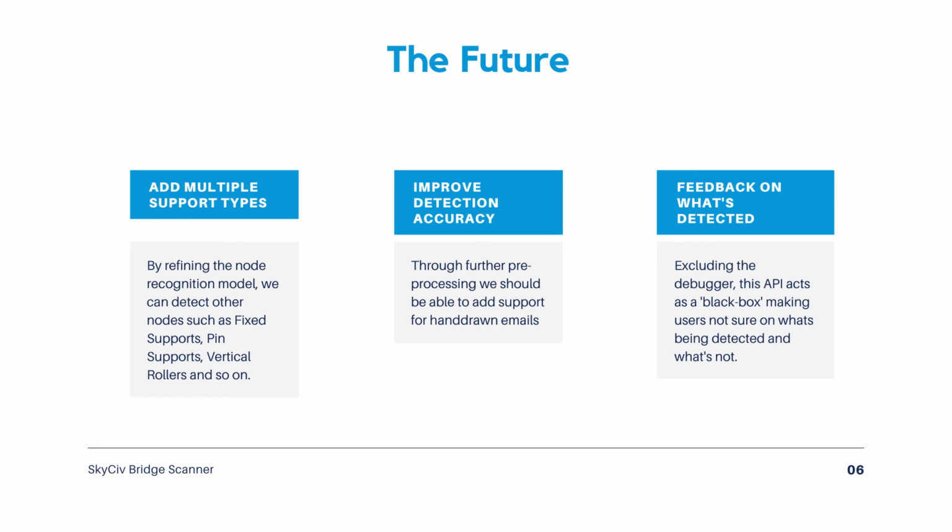In future directions, I believe we can increase the scope of the recognition model by firstly adding multiple support types, such as fixed supports, pin, vertical rollers, and so on. We can also improve the detection accuracy by adding more pre-processing, making it better at detecting hand-drawn images. And finally, we can make this less of a black box. By showing more feedback, we can make it more clear to the user what's actually getting recognized and what's not, allowing them to edit their image accordingly to get the best tracking possible.